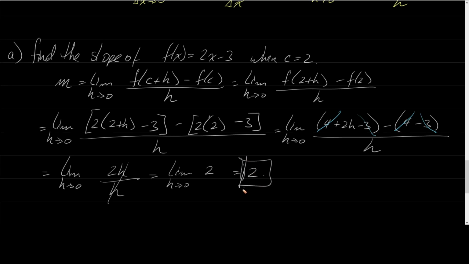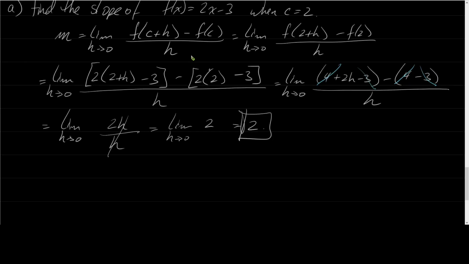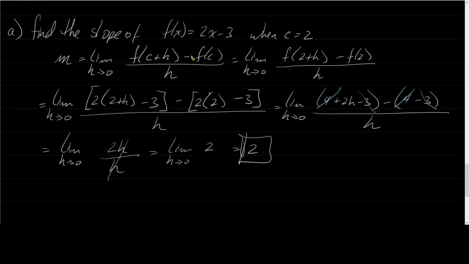Done. But I mean, we already knew that, right? We already knew that because I have a linear function. And with a linear function, the slope is there, right? It's mx plus b. So I already had that. But at least this shows you that it's true for the linear case, right? So let's see what happens if I'm not working with a linear function.